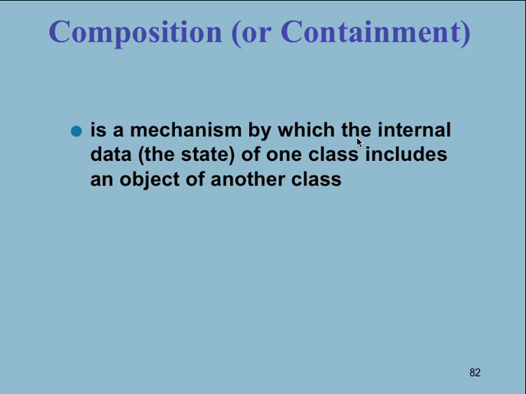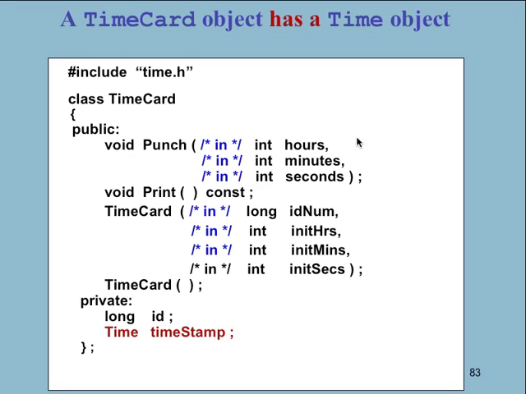In terms of the composition or the containment, it's a mechanism by which the internal data or the state of a class includes the object of another class. So we say that extended time contains the object time because it's inherited from it. So we have a time card object that has a time object inside of it. That isn't inherited, it's just used inside. And here it is here.